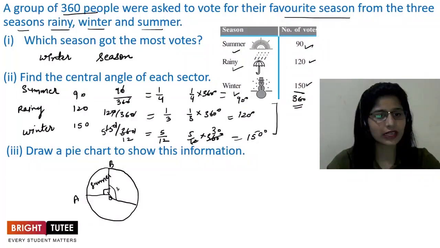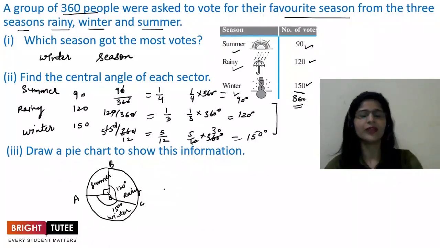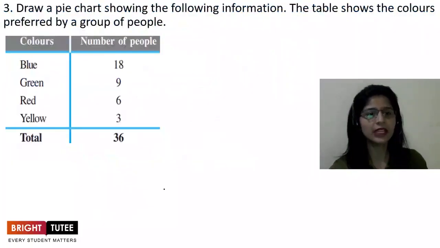Okay, so this is 120 degrees, and this is for rainy season. And the last one, it is 150 degrees, and it is for winter season. It is the maximum portion of the circle. Clear? So this is how we can calculate the season which is the most preferred, or the season which is given the maximum votes. We can calculate the percentage, we can calculate the fraction, we can calculate the angles, and then we can form a circular graph or a pie chart to show the information that the question has given in the form of a table. Clear? Let's move ahead now.